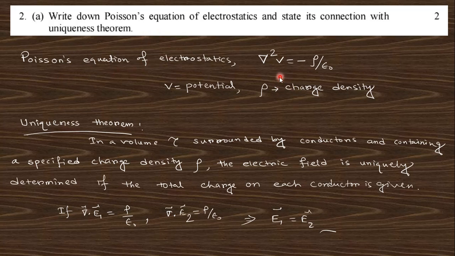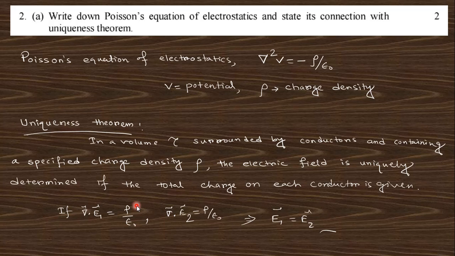Poisson's equation says that grad squared V equals minus rho by epsilon, where rho is the charge density. The uniqueness theorem says that in a volume surrounded by a conductor and containing a specific charge density rho, the electric field is uniquely determined if the total charge on the conductor is given. So if the total charge of the conductor is given, then the value of this electric field will be the same, that is, uniquely defined.